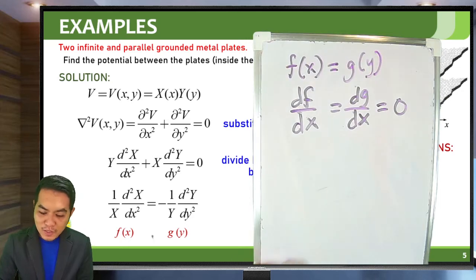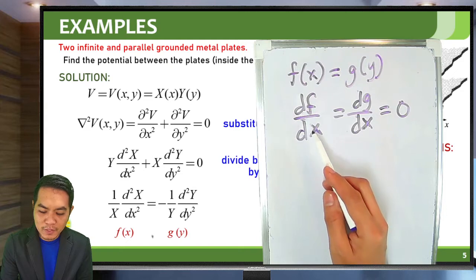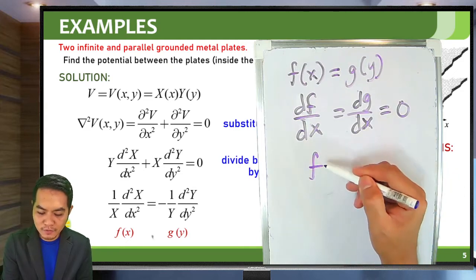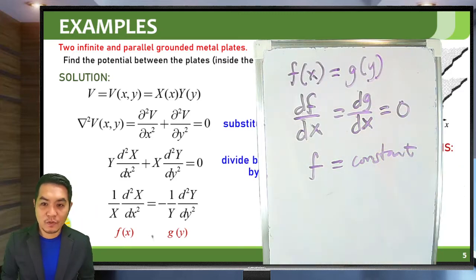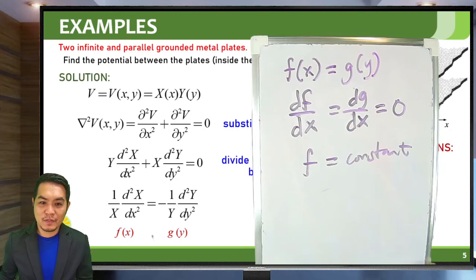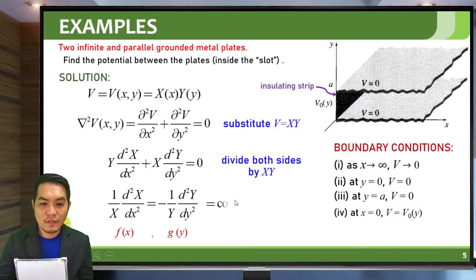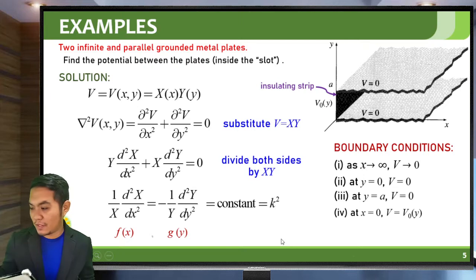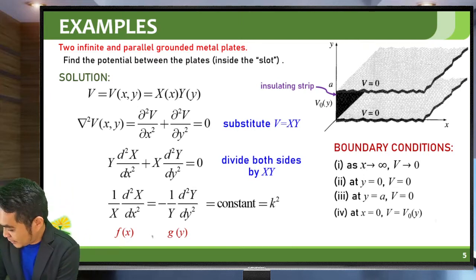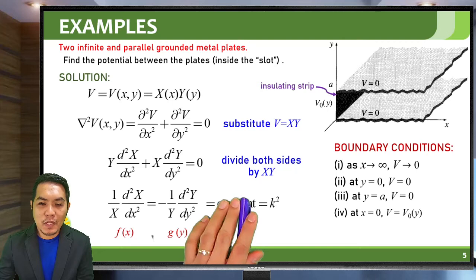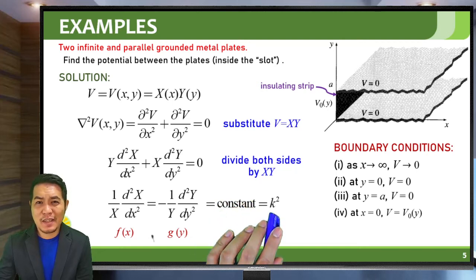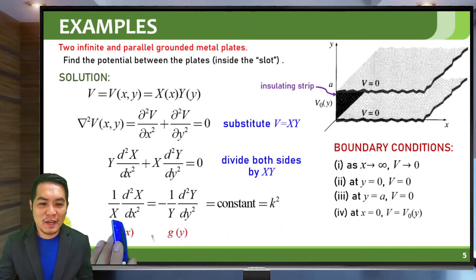So what does this tell you? If the derivative of f with respect to x is equal to 0, then this means that f is a constant, or g is a constant. Meaning this is all equal to a constant. That's the only way to satisfy this equation. It can only be a constant. So we will let our constant be, say, k squared, for reasons that will appear later.